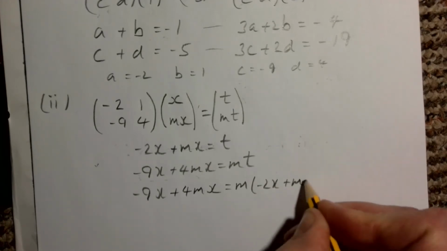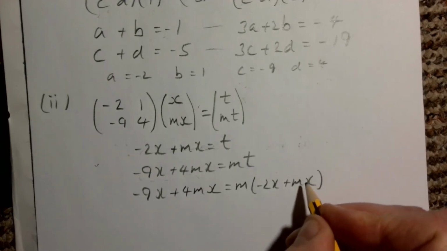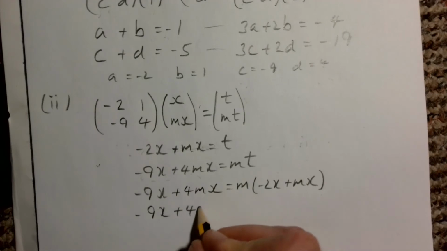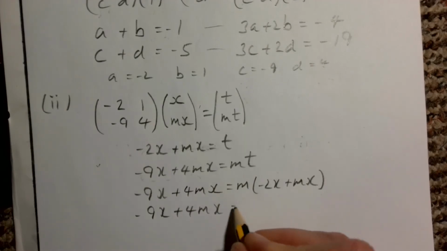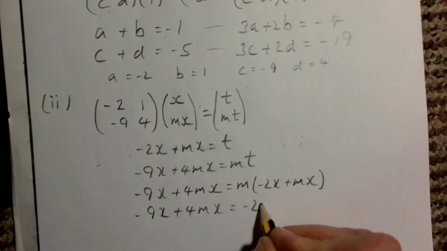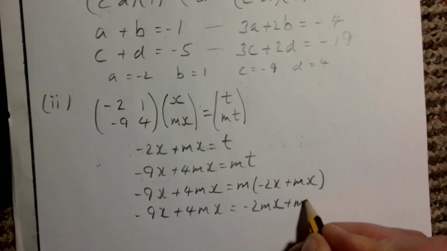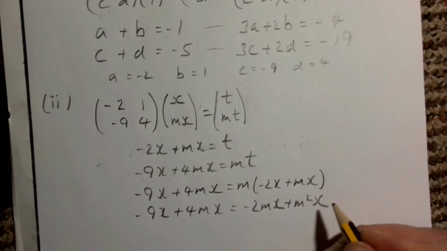plus mx), so -9x plus 4mx equals -2mx plus m squared x.